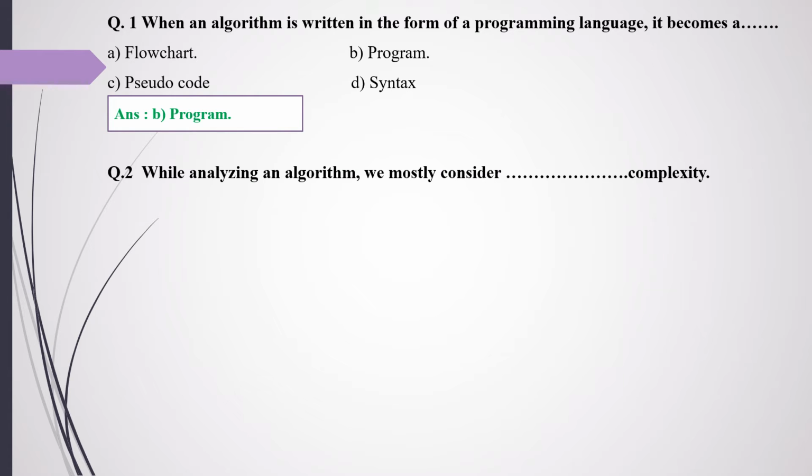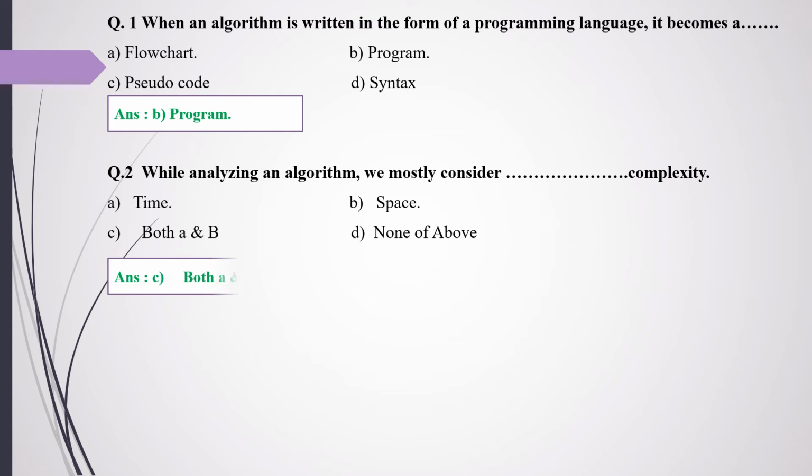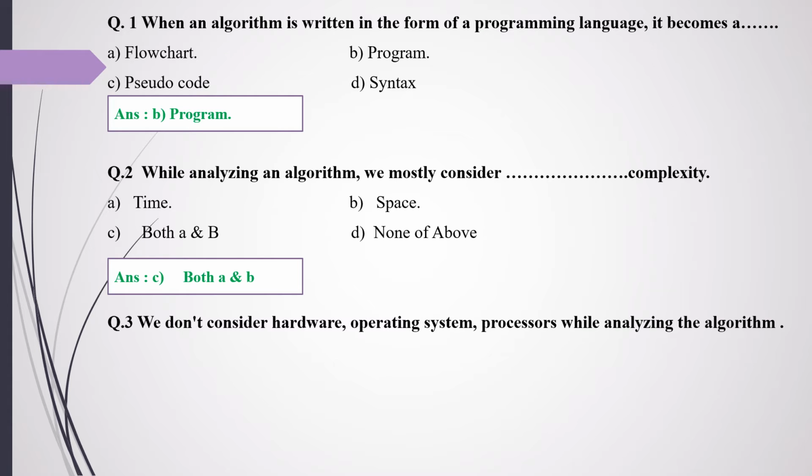Second question, while analyzing an algorithm, we mostly consider dash dash complexity. Options are time, second option space, third option both A and B, and last option none of above. The answer of this question is both A and B. While analyzing an algorithm, we mostly consider time and space complexity.